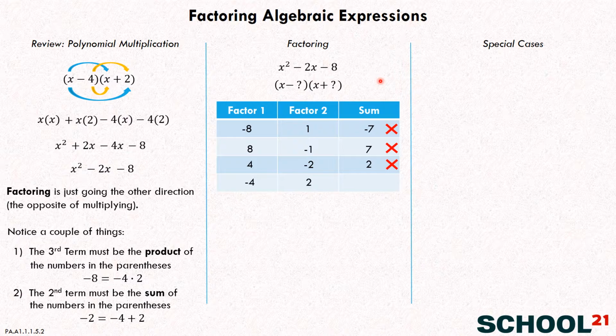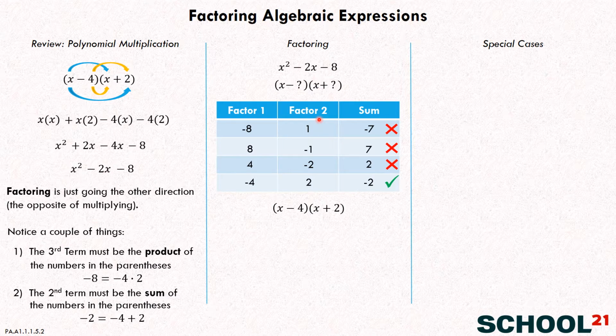So what's the only other possibility here? Negative 4 and positive 2, and that adds up to become? Negative 2, exactly right. So here we found our solution. Now we can look up here and fill in those blanks. The negative 4 is going to go here, and the positive 2 is going to go here, so we can go ahead and write that. So negative 4 and positive 2. Make sense?